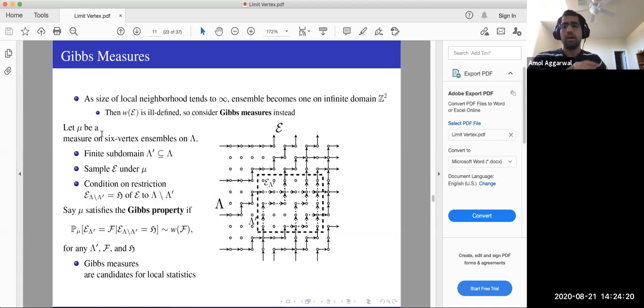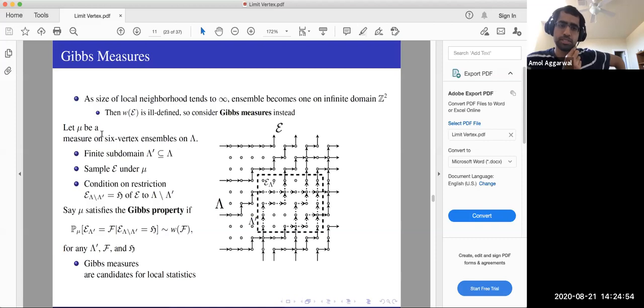So a priori, what you want to say is something like the law of this full plane six vertex ensemble had better be given by a six vertex model on the full plane. But the problem is that the six vertex model was defined by these W weights, and these weights are defined by products of vertex weights. And this product is not convergent, or it's zero, if I look at the model on the infinite plane. So what you do is you consider Gibbs measures instead, which are the following.